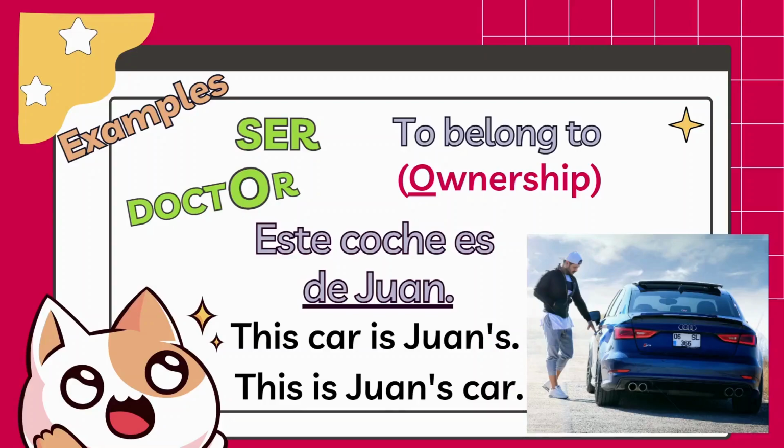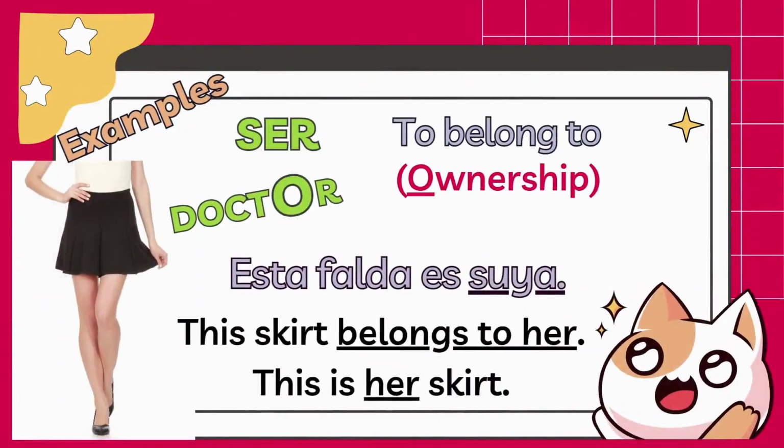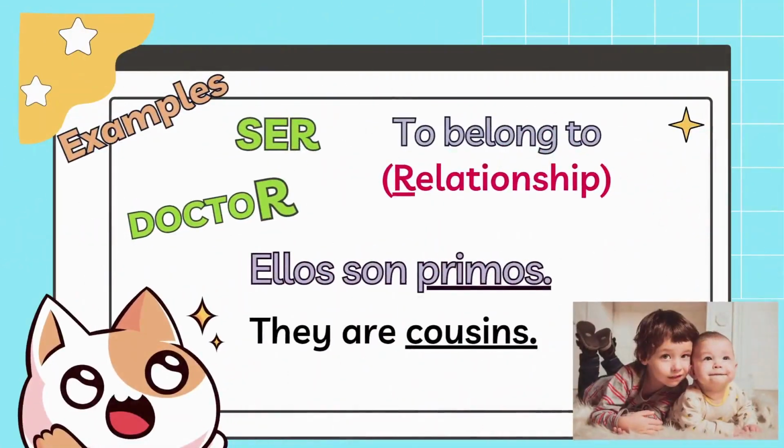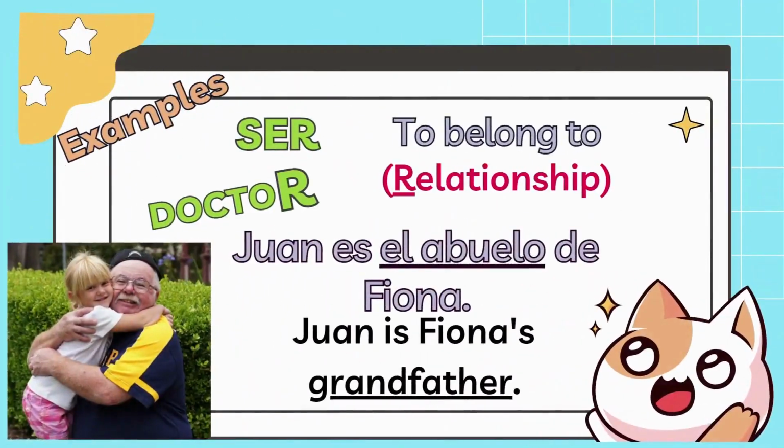Another example. This skirt belongs to her, or this is her skirt. Esta falda es suya. To belong to, ownership. This to belong to can also be used to talk about relationship. For example, they are cousins. Ellos son primos. Another example. Juan es Fiona's grandfather. Juan es el abuelo de Fiona.